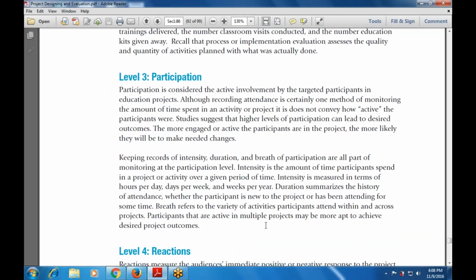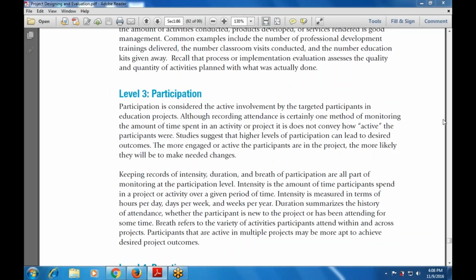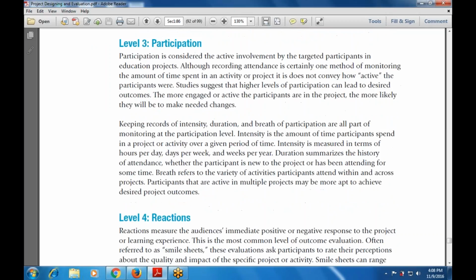Participation in the sense there is active participation of the targeted audience, or the involved audience. We can say the interested audience. So how active it is, how participants will be used. A high level of participation can lead to the desired outcomes, and the more engaged or active the participant is in the project, the more likely there are to be changes.